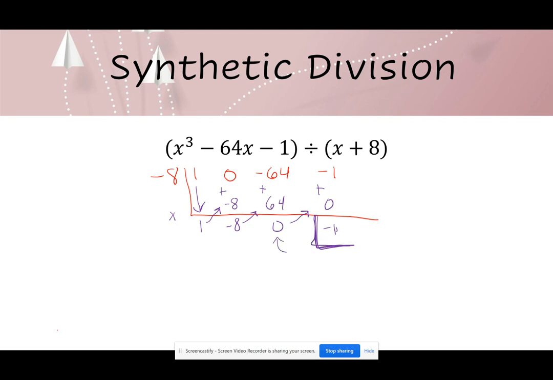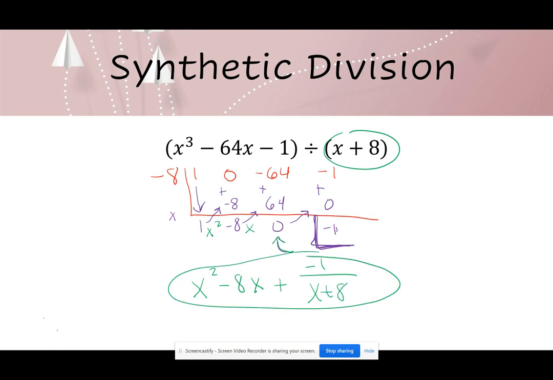This is your constant. Actually, I'll get a different color. This is your constant, then this is your x term and x squared. So we have 1x squared minus 8x plus 0. So you could write that, but you don't have to. And then plus your remainder divided by what you're dividing by.